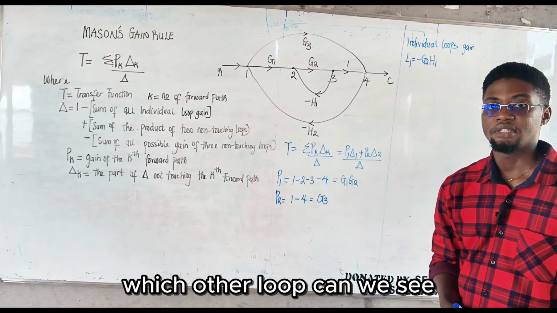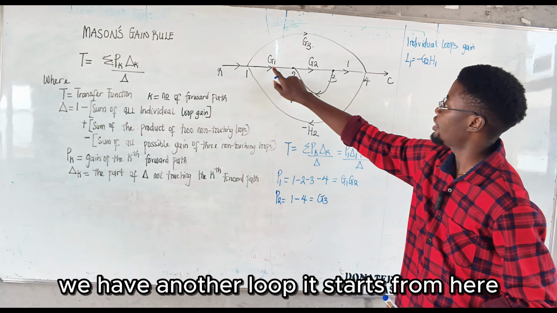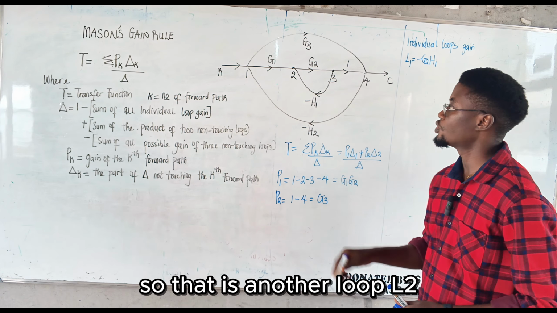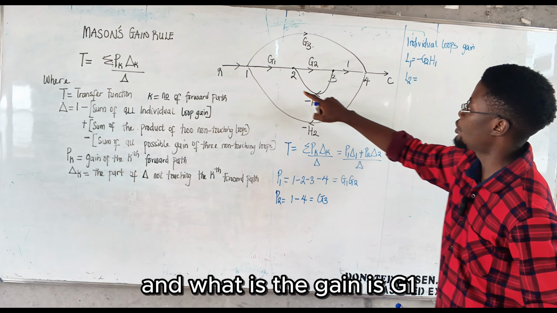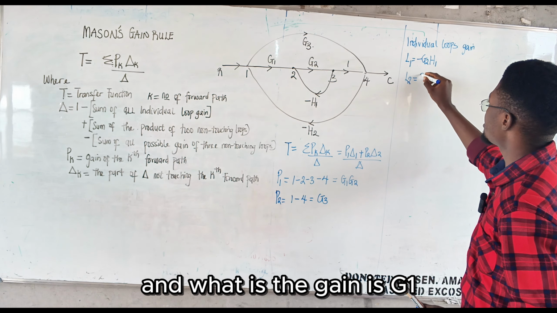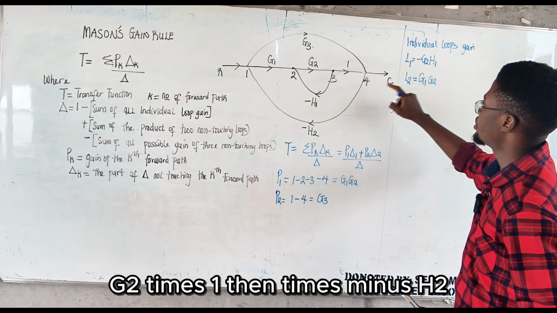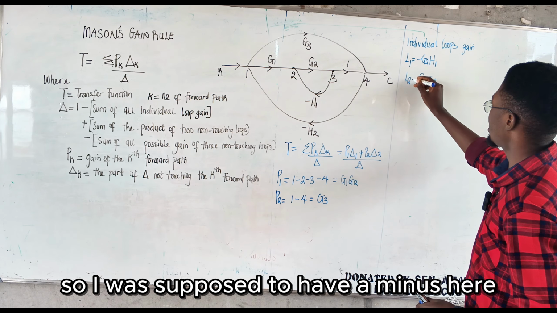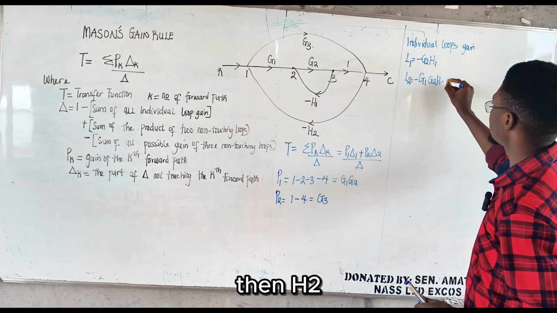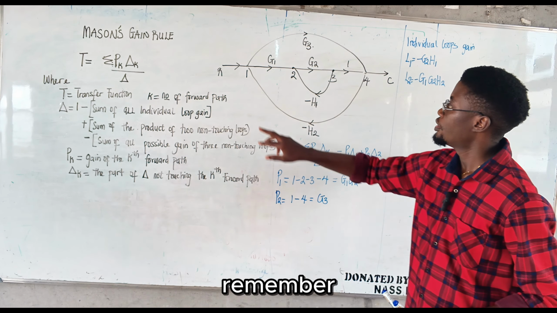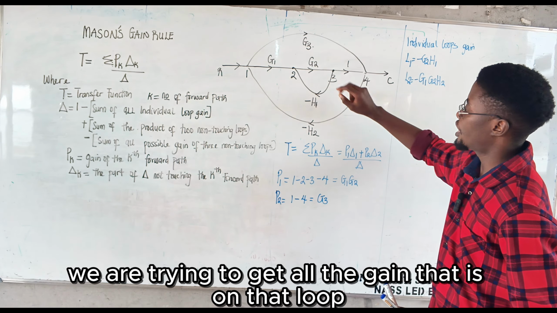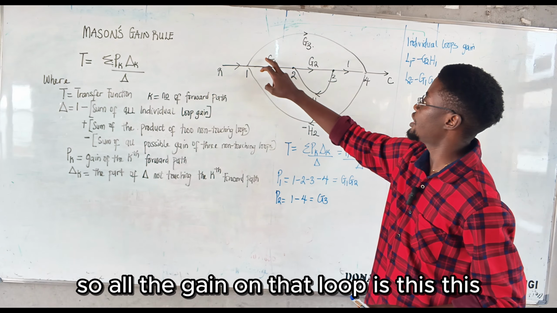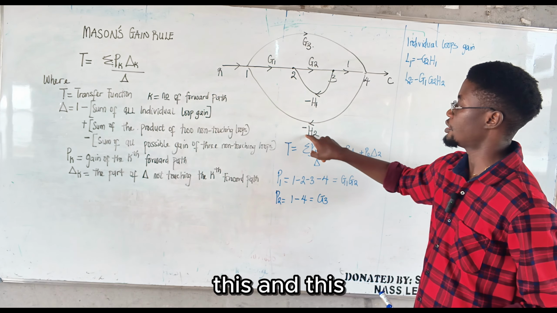Which other loop can we see? We have another loop. It starts from here, goes to here, and returns back to that node. Remember that's the meaning of a loop. So that is another loop, L2. And what is the gain? It is G1, G2 times 1, then times minus H2. So I'm supposed to have a minus here, then H2. Remember, we are trying to get all the gains on that loop. The loop is from here and takes us down to this point, so all the gain on that loop is this, and this.